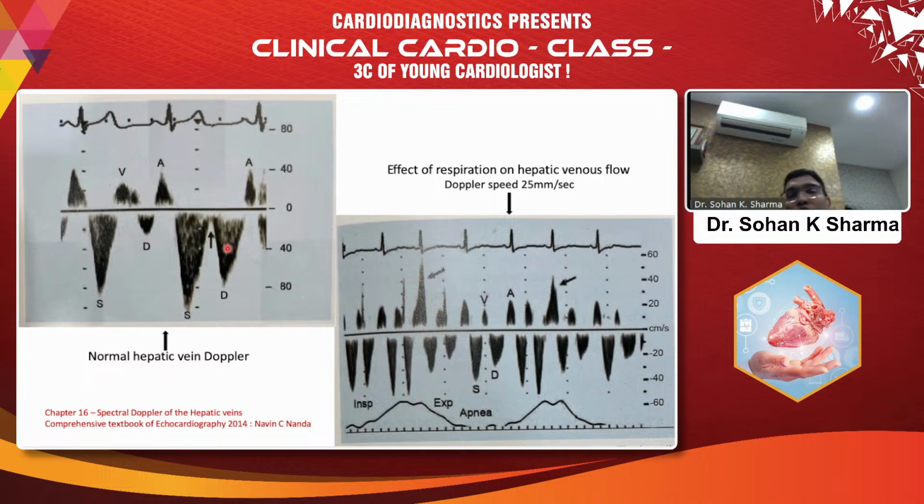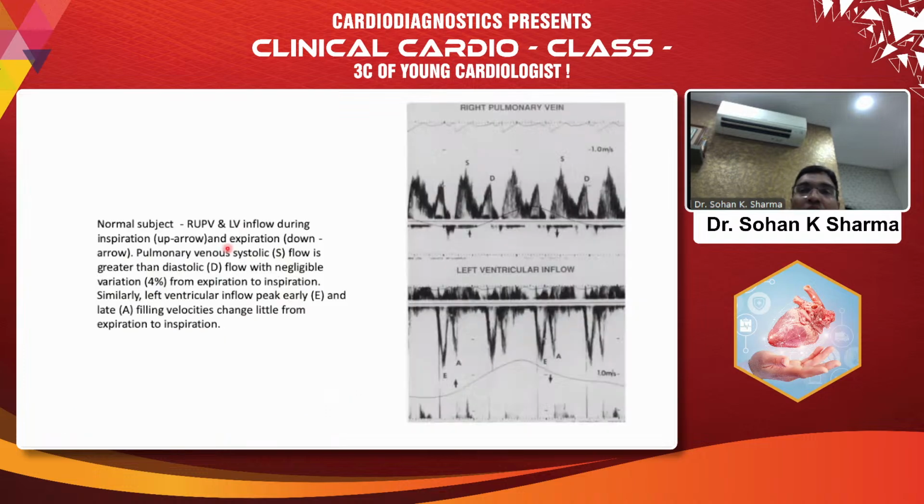So this is how you time the events according to the ECG. This is very important to say systolic reversal, diastolic reversal, expiratory, inspiratory reversal. This is the tracing of the right upper pulmonary vein and LV inflow during inspiration and expiration. See, this is a systolic wave, this is the diastolic wave, and the diastolic wave comes with the E wave. In this lower diagram, the E wave coincides with the diastolic wave. And there is not much respiratory variation in a normal person between these waveforms.